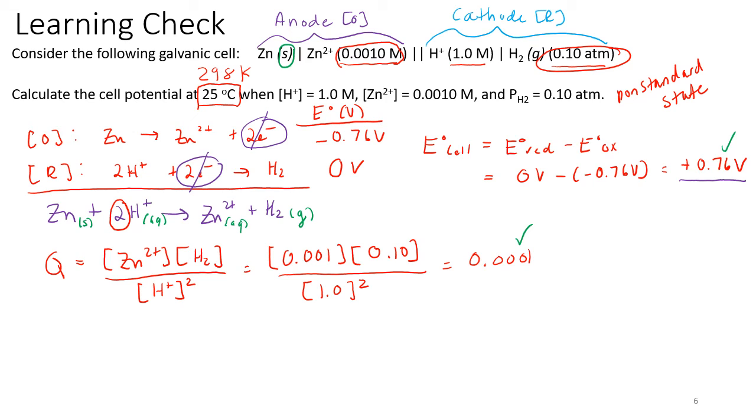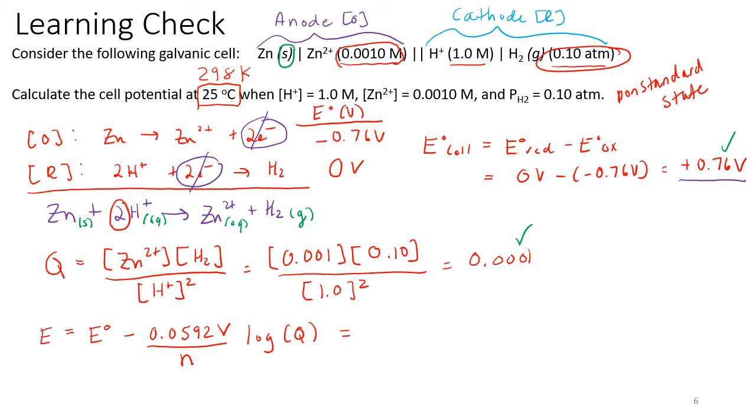So the equation that we're going to use is E, so cell potential at non-standard state conditions, is equal to E cell at standard state conditions, so that's written with a naught symbol, minus, we have 0.0592 volts over N, where N is the number of electrons transferred, times the log of Q, so the log of the reaction quotient. So let's plug everything in.